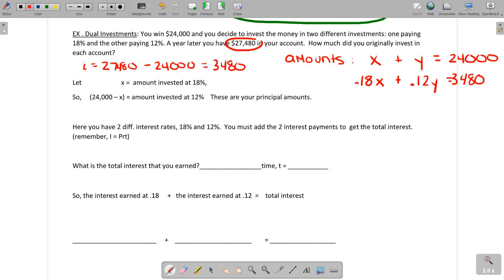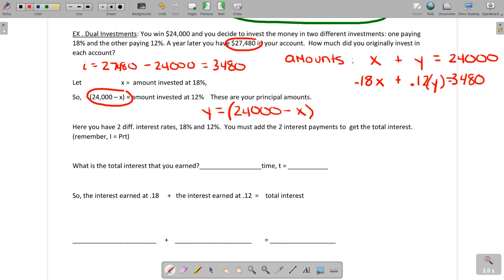Okay, so once we do that, then we have a system of equations. So now you can do substitution or you can do elimination for this system here. Let's say I do substitution. So let's say I take x plus y equals 24,000. I subtract the x, I get y equals 24,000 minus x. So I'm going to take that 24,000 minus x and substitute it into my second equation right here for that y value.